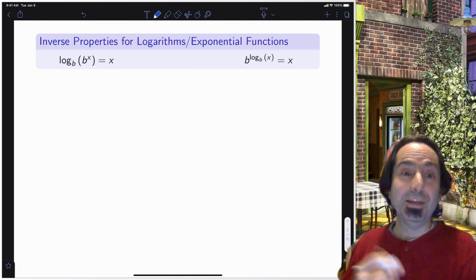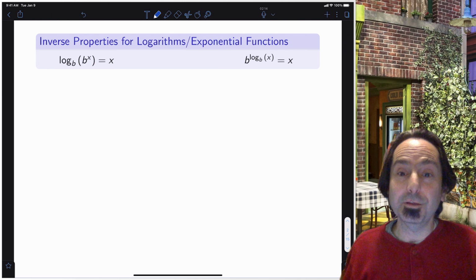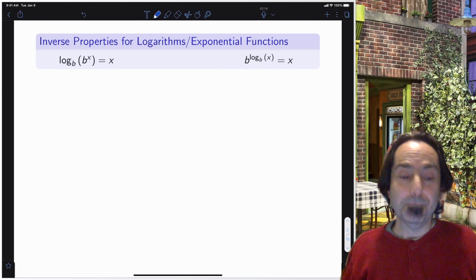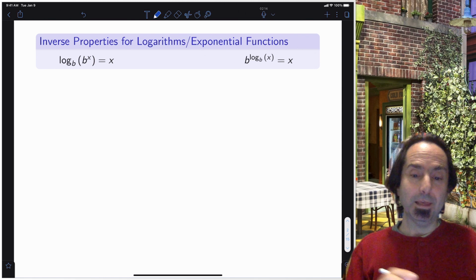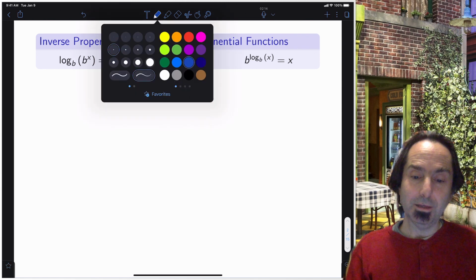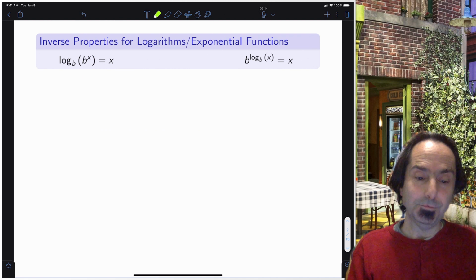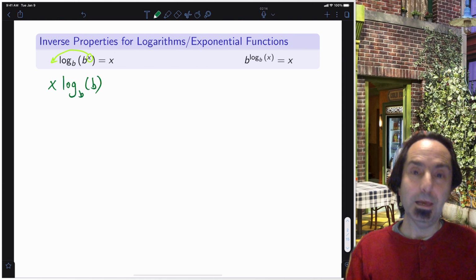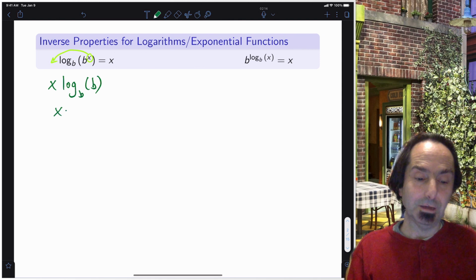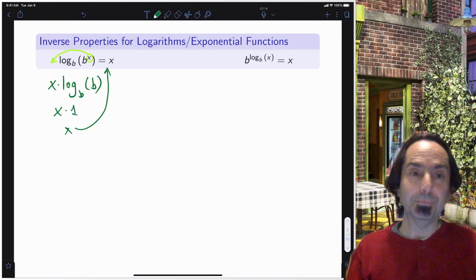For example, here's the inverse properties for logarithms and exponential functions. The first one, log base b of b to the x is x. And the way I like to write this is that we can bring this exponent, pop it out in front, and we'll end up with x times log b of b. And of course we know that's x times 1, which is just x. And that's what it is.